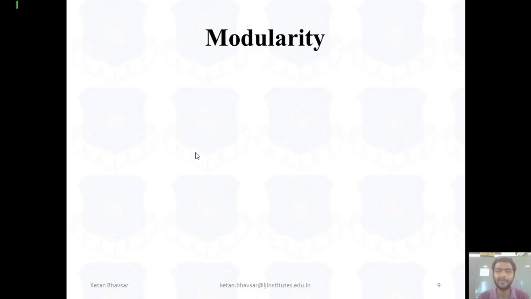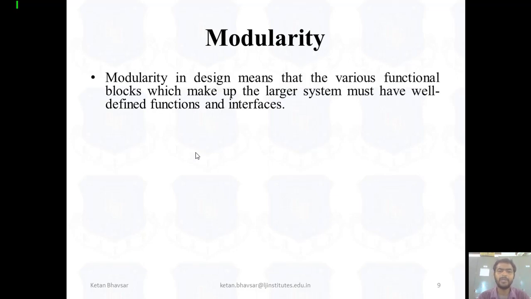Now we discuss modularity. Modularity in design means that the various functional blocks which make up a large system must have a well-defined function and interfaces. If you design any large system, like the 4-bit adder we already saw, then with the help of hierarchy you divide the 4-bit adder into 1-bit adder parts. But each and every 1-bit adder should work perfectly. So it's a best example of modularity.